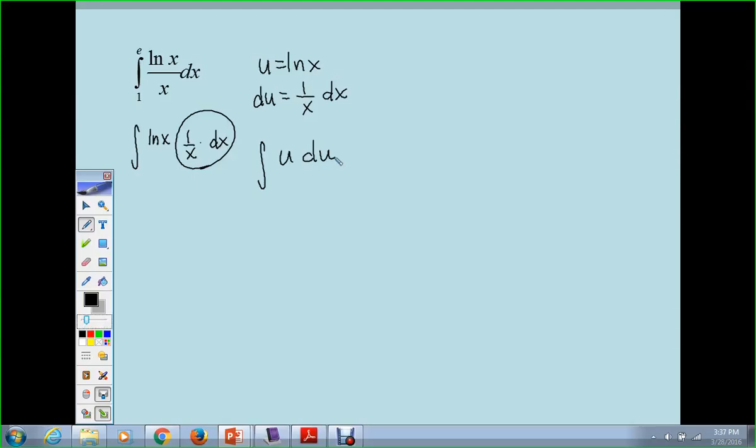So we can find our antiderivative in terms of u, which would be u squared over 2 plus our constant of integration. Oops, we don't need that, do we? This is a definite integral, so we're going to evaluate this over an interval. Now let's change this back into terms of x. We let u equal ln of x, so we'd have ln of x squared over 2 evaluated from 1 to e.